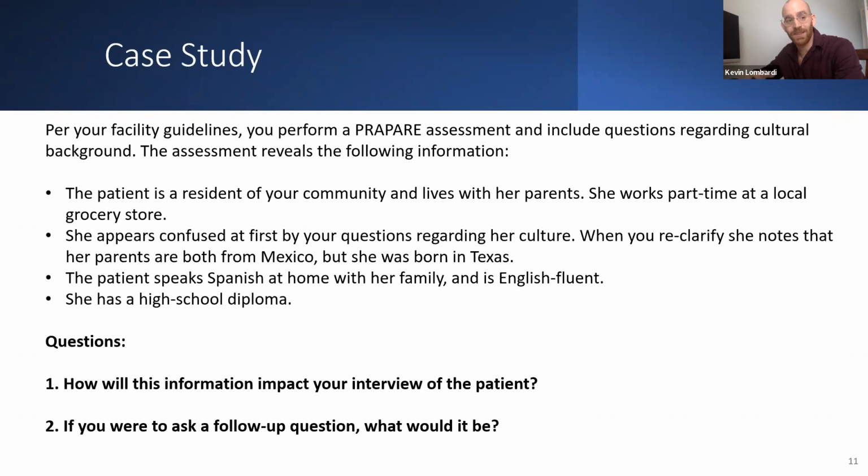So with this step of our interaction, how will this information impact your interview of the patient? And by that, I mean the bullet points. And if you were to ask one follow-up question based on these bullet points, what would it be? And if you can provide us insight into why, I'd appreciate that. So we can take three minutes on this. Okay.